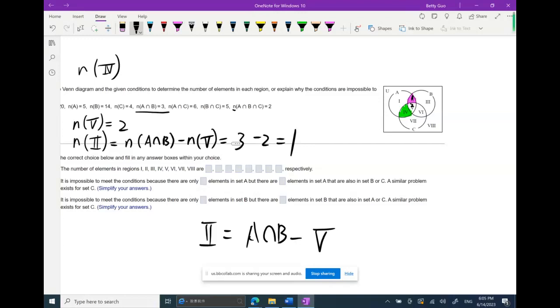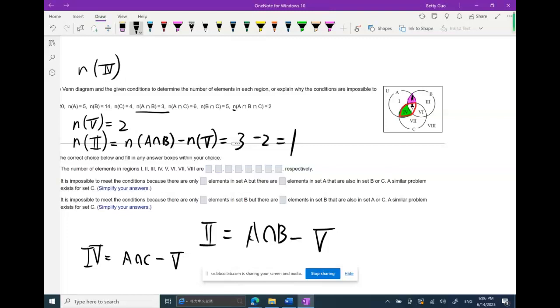IV represents 4. Region 4 is region A and C minus region V. The green region is this region, the overlapping part of A and C, minus region V, right?